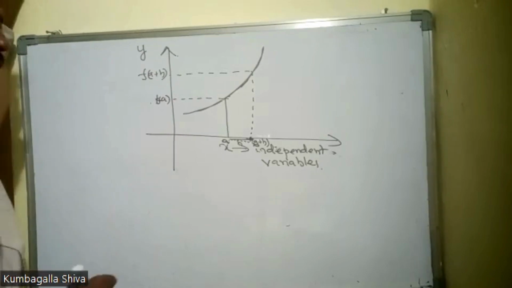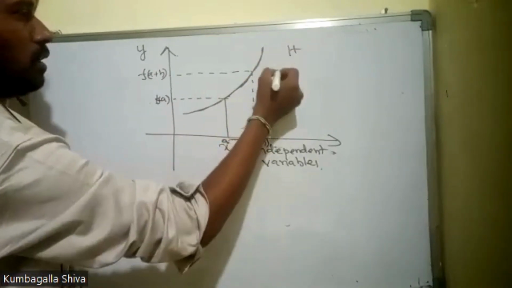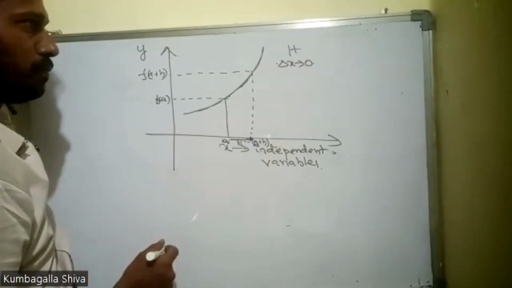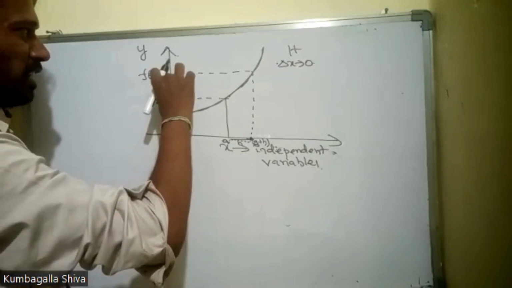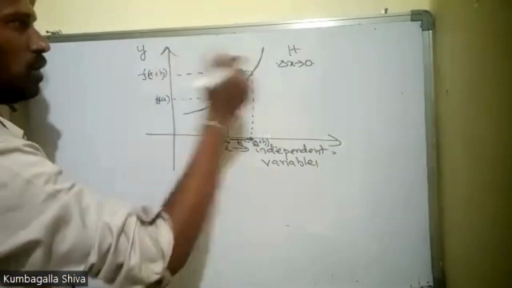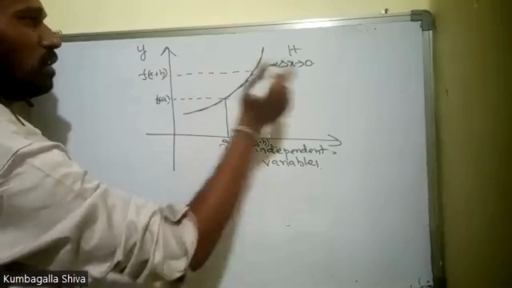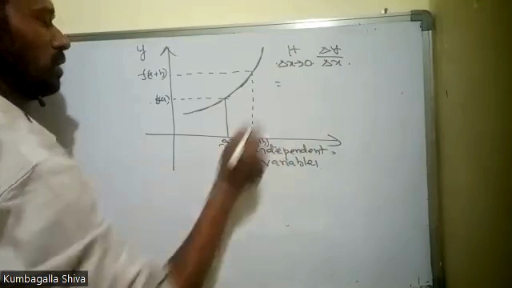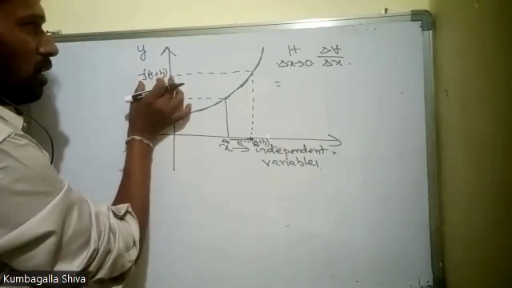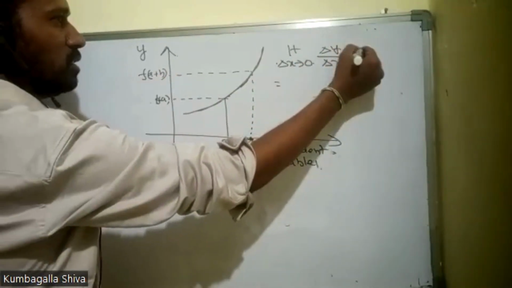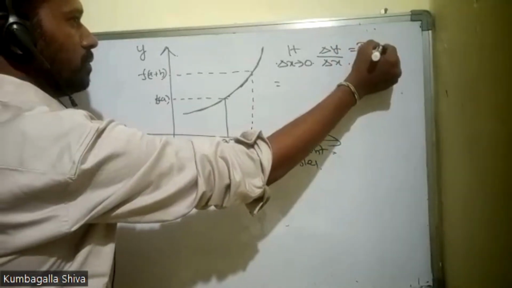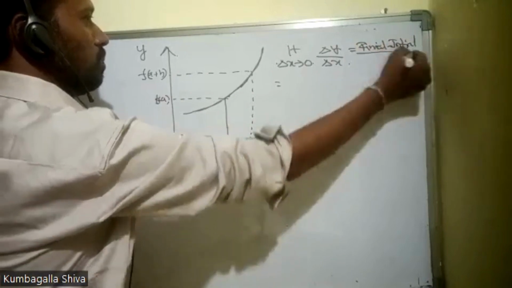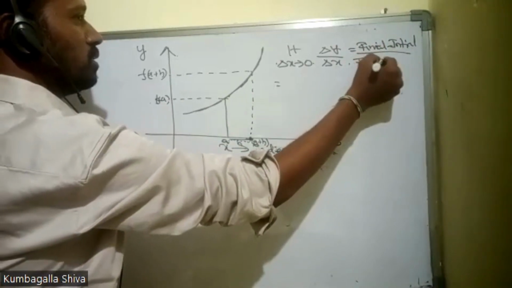Now, what did I say? Limit, delta x tending to 0. The change in y. What do you mean by change in y by change in x? Change in y means, what do you write? Final minus initial, by final minus initial.